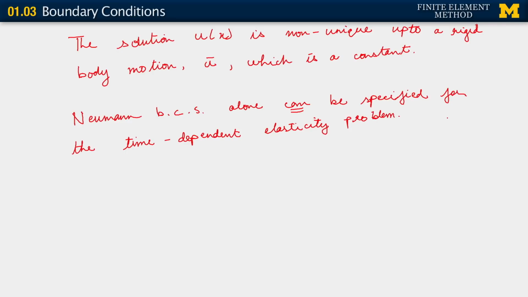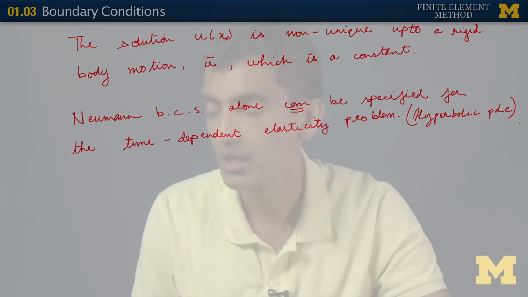Okay, and I'll just state here, though we won't be coming back to this time-dependent elasticity problem, that this would then become what is called a hyperbolic partial differential equation. We're not doing that right now. We're looking at elliptic partial differential equations, which for the kinds of things we're looking at also means that we have steady state problems. So those are the important things we need to say about the boundary conditions.